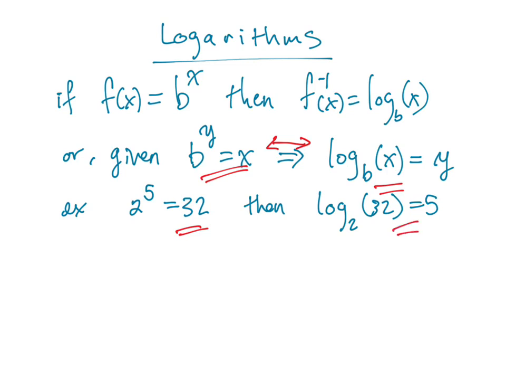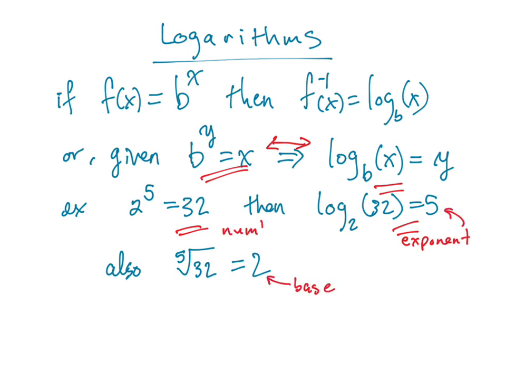We also saw on this example that there's another way to write the relationship between these three numbers, in that we could also say that the 5th root of 32 is equal to 2. So we've got each of the three numbers isolated differently. The exponent is isolated using the log expression. The base is isolated in the radical expression. And the number, the 32, is isolated in the exponential expression. So three ways to write the relationship of those numbers.